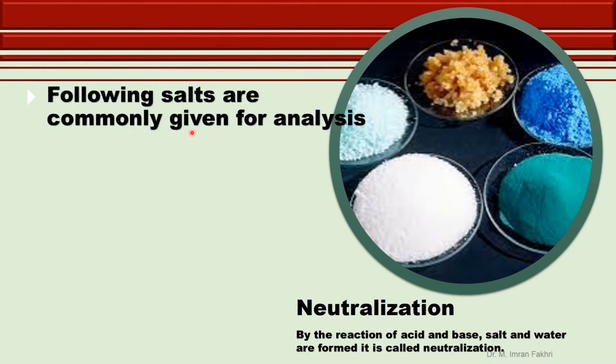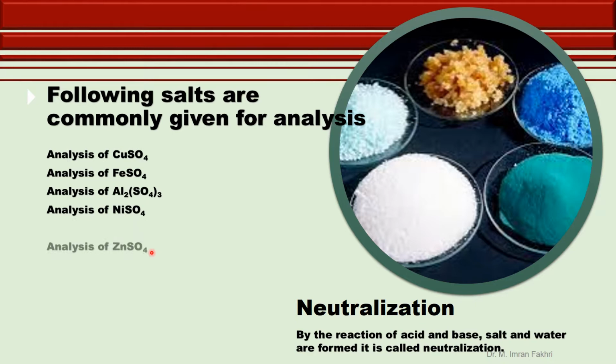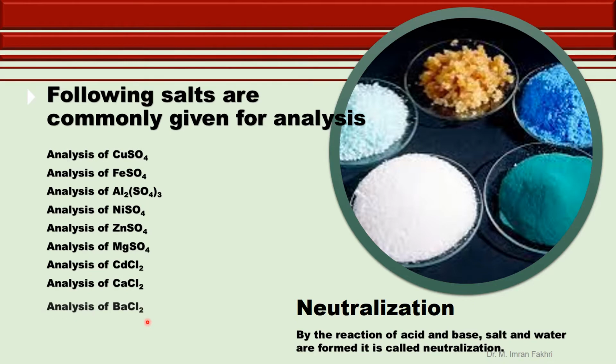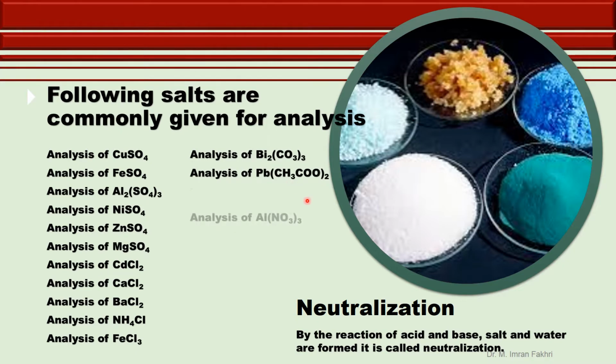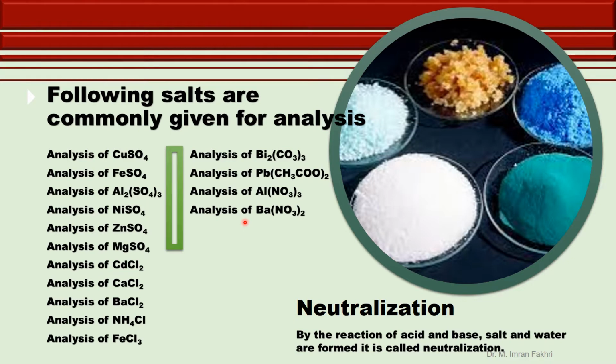The following salts are commonly given for the analysis: copper sulfate, ferrous sulfate, aluminum sulfate, nickel sulfate, zinc sulfate, magnesium sulfate, cadmium chloride, calcium chloride, barium chloride, ammonium chloride, ferric chloride, bismuth carbonate, lead acetate, aluminum nitrate, and barium nitrate. These are the sulfate salts which contain sulfate as their anions, and these are the chloride salts. We have carbonate also here, we have acetate salt, and we have the nitrate salts also present.